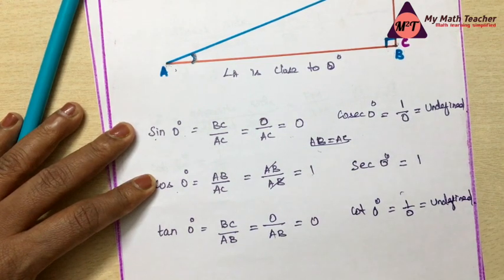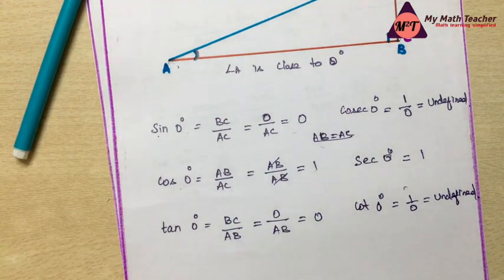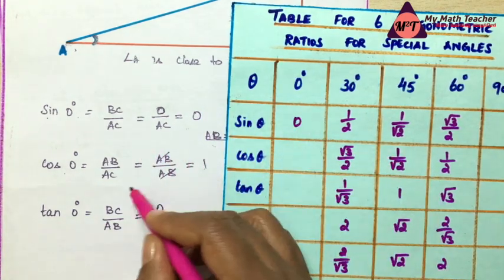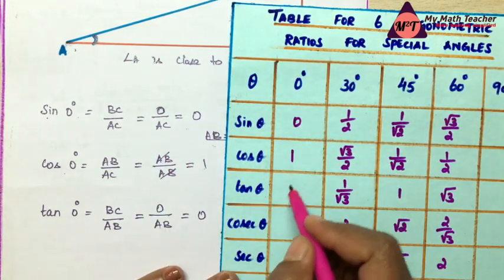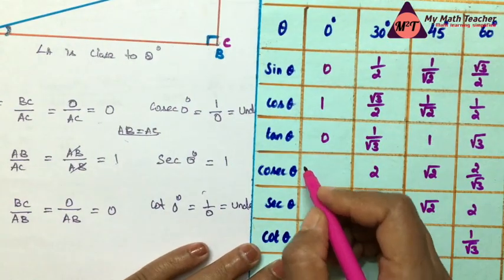So these are the values of all the 6 trigonometric ratios for 0 degrees. Now what is sine 0? 0. Cos 0 is 1. Tan 0 is 0. And cosecant is undefined.